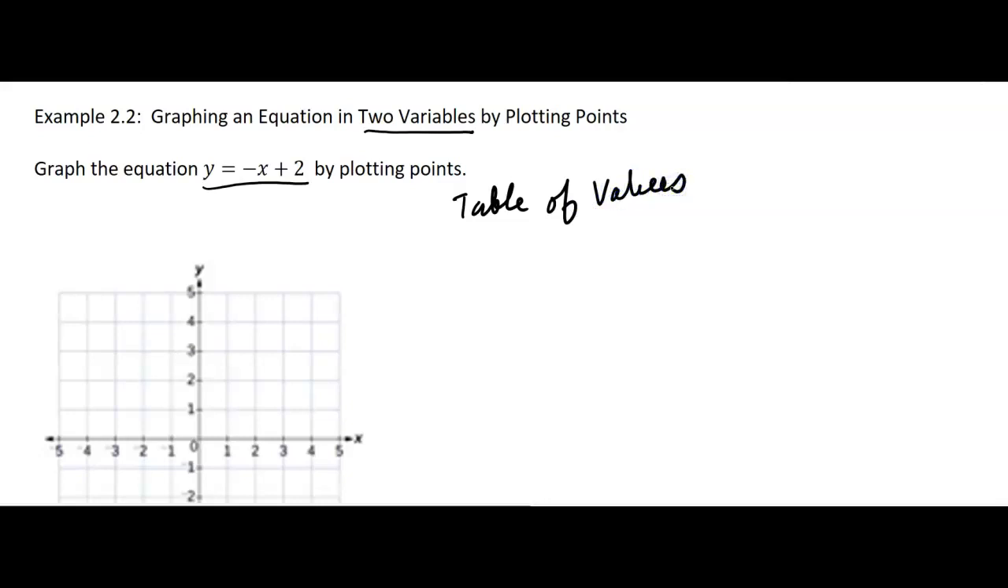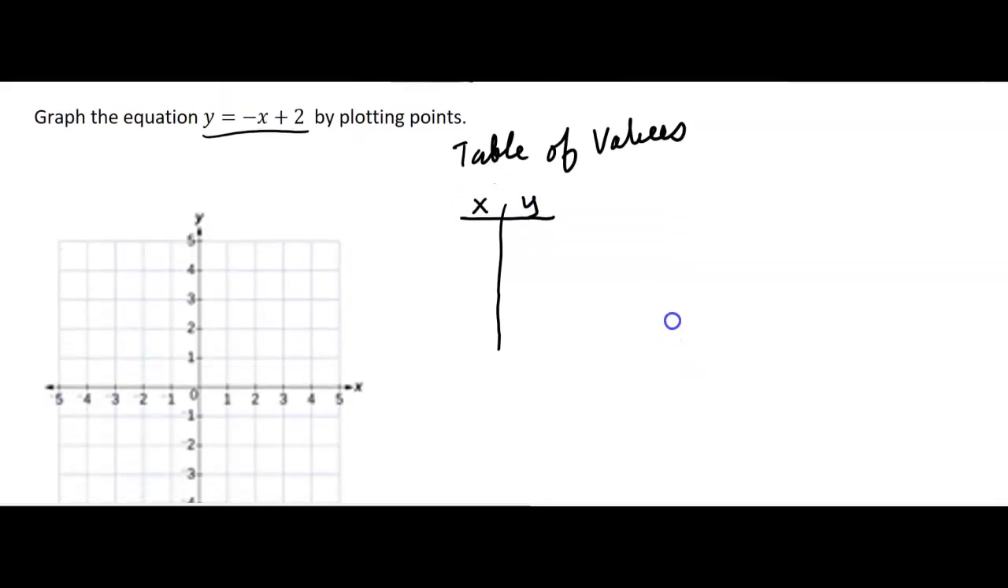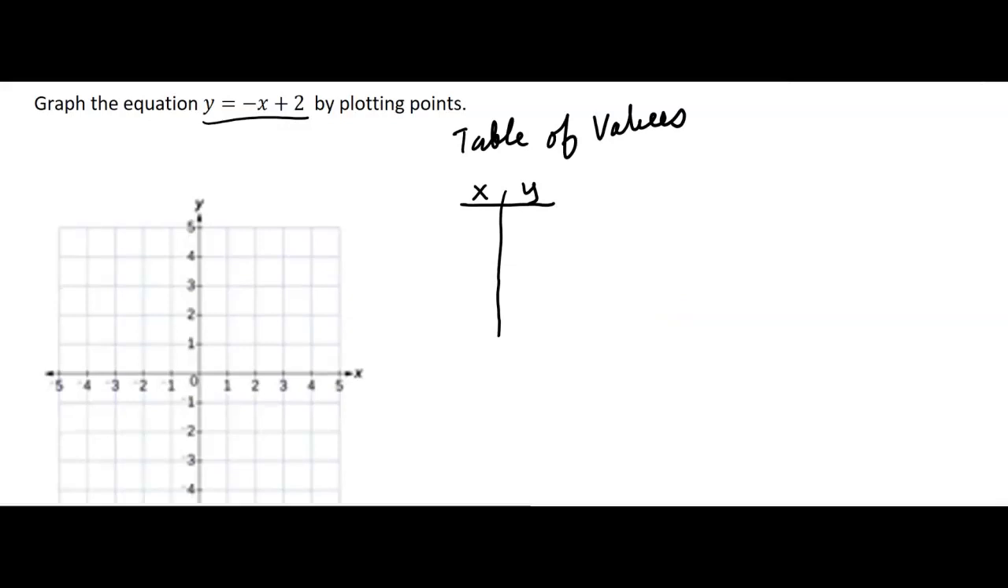Now, I've seen different tables written differently, but I usually do mine like a T. The x is on the left and the y is on the right. Then I'm going to pick some numbers for x, and then I'll figure out what y is, because I have the equation y equals the opposite of x plus 2. Now, this is going to make a linear equation, by the way.